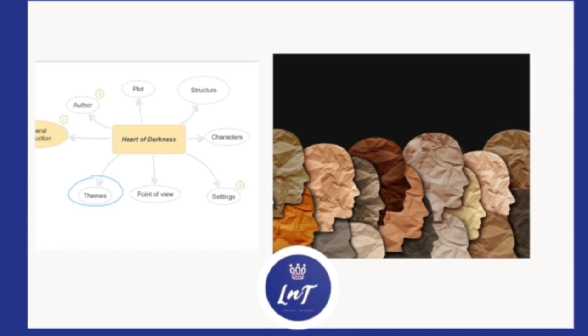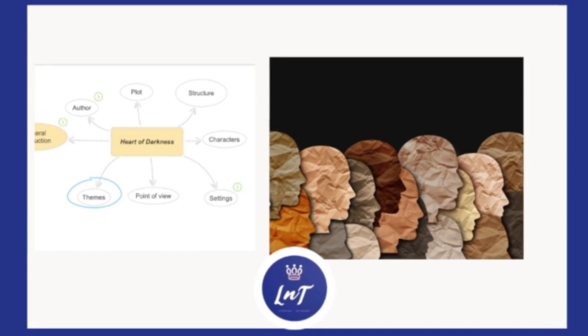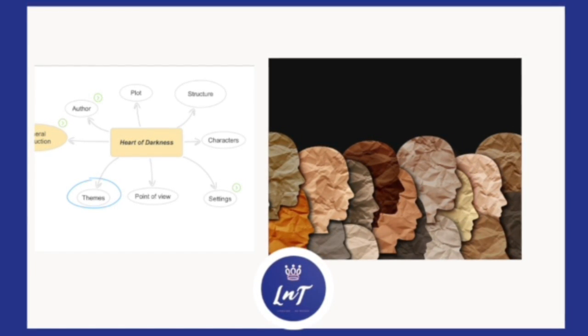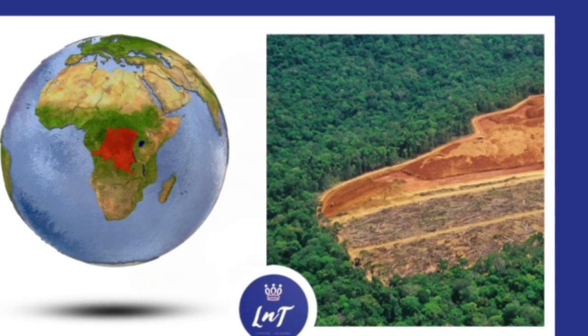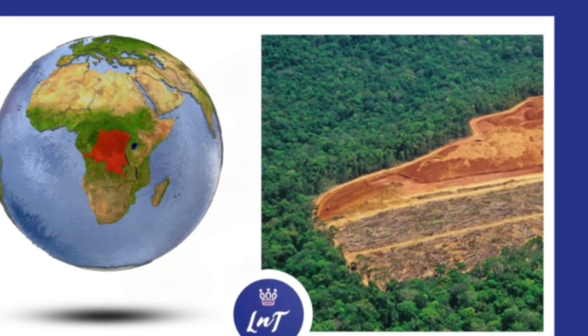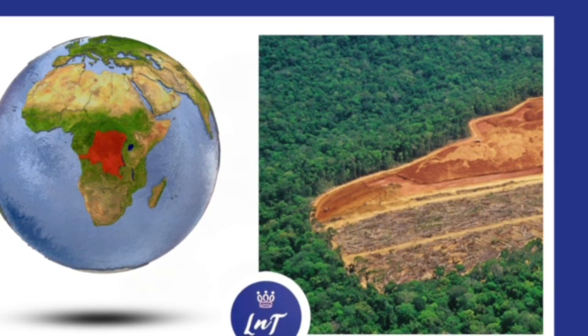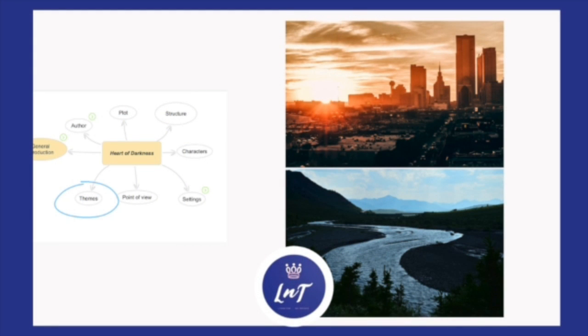The novella also portrays the devastating consequences of colonization on both the colonizers and the indigenous people of Africa. It highlights the dehumanizing effects of colonialism on the native population as well as on the colonizers, who become consumed by greed, power, and moral decay.